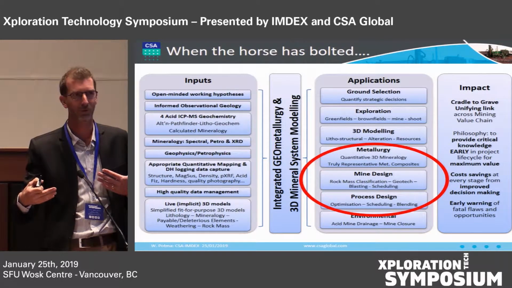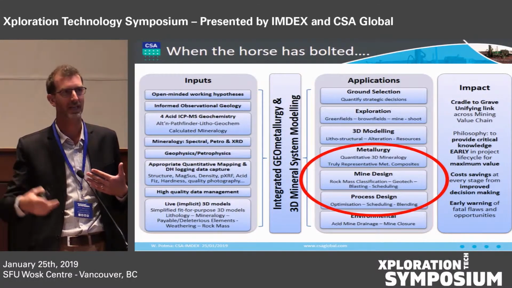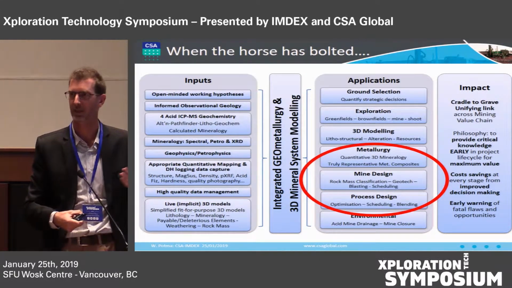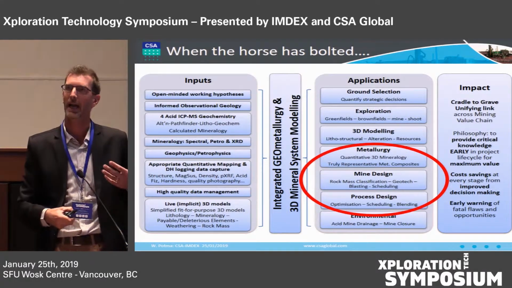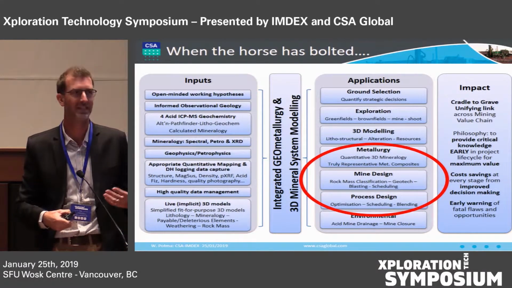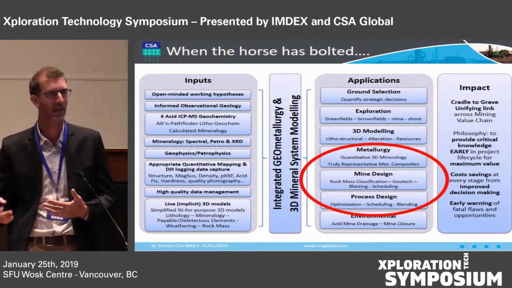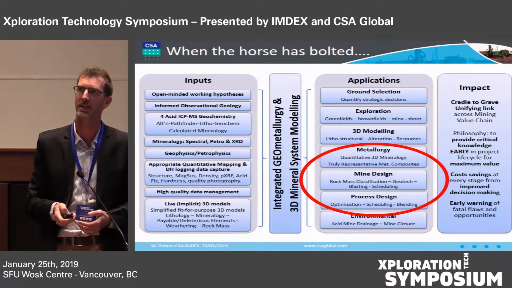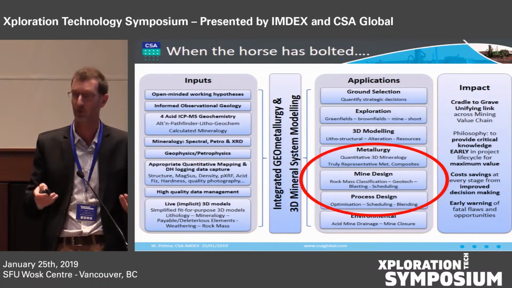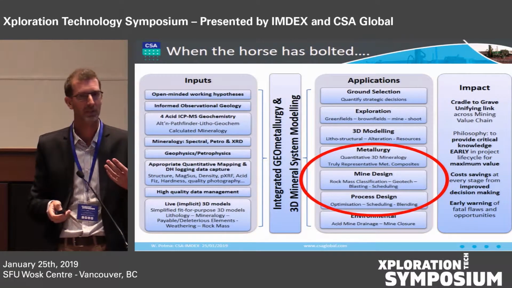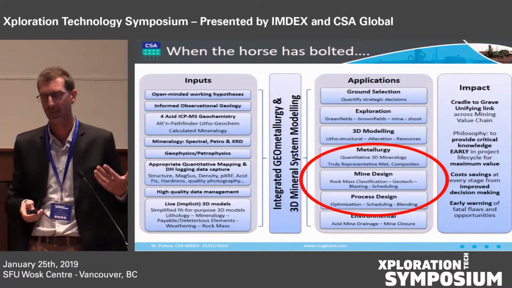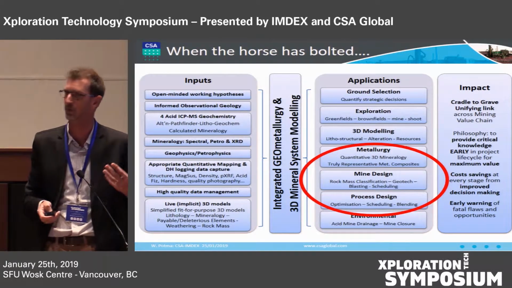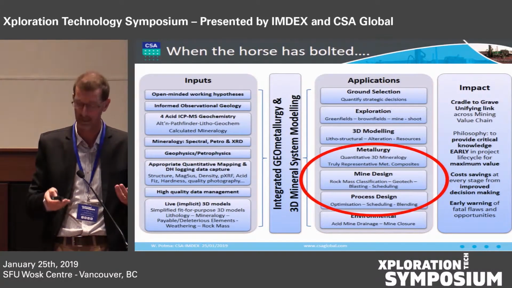What about if the horse has bolted? What about if you've got a project, you're at the feasibility stage, all you've ever collected is 5 elements, gold plus base metals, and you want to understand the metallurgy and how to sample for geometallurgy or for any of the other mining studies that you may need to do. The horse really has bolted. You can go back and collect these data, and for a lot of projects that we've worked on for clients, we've had to do that.